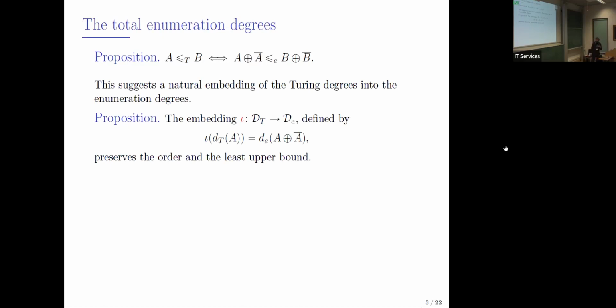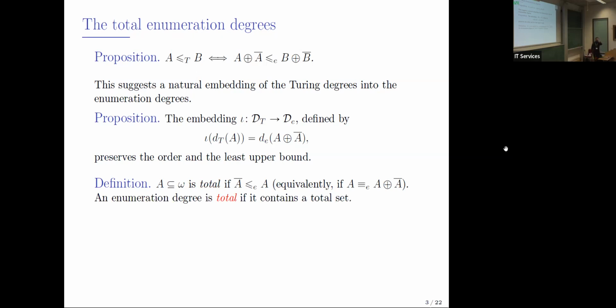This gives you a natural embedding of the Turing degrees into the enumeration degrees by sending A to A join A complement. That induces an embedding that preserves order and least upper bound. So you can view the Turing degrees as a substructure, a proper substructure of the enumeration degrees, and we call a set A total if A complement is enumeration below A. So the positive information about A somehow already knows the negative information. And that's equivalent to A being enumeration equivalent to A join A complement.